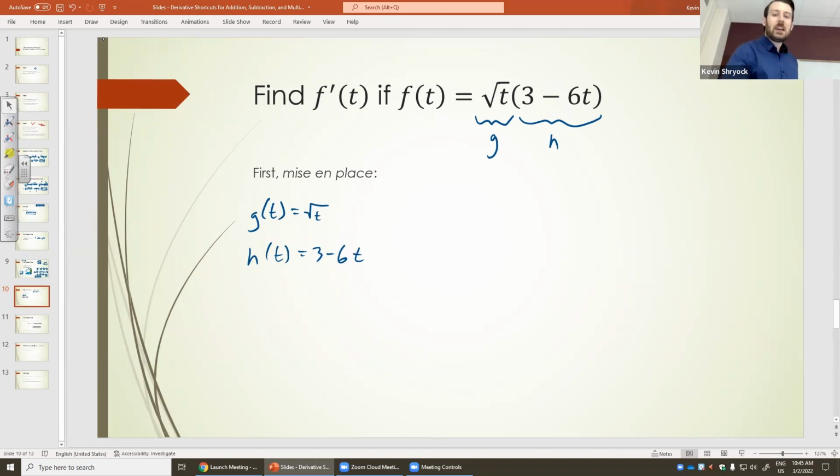Now there's multiplication happening between g and h, which means that I need to be thinking of the product rule if I'm going to do the derivative. So I might as well prepare off to the side all of those derivatives that I'm going to mix and match. So we could do the derivative of g. Who can help me with what that would be?